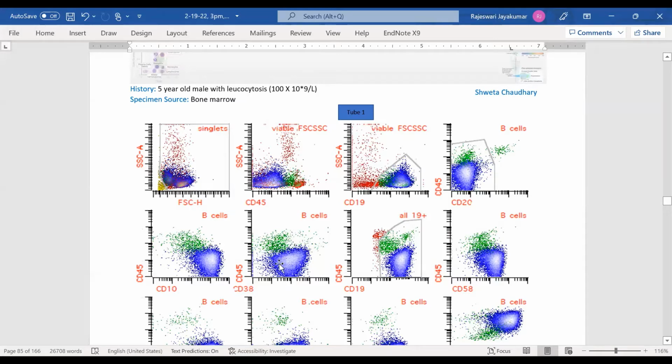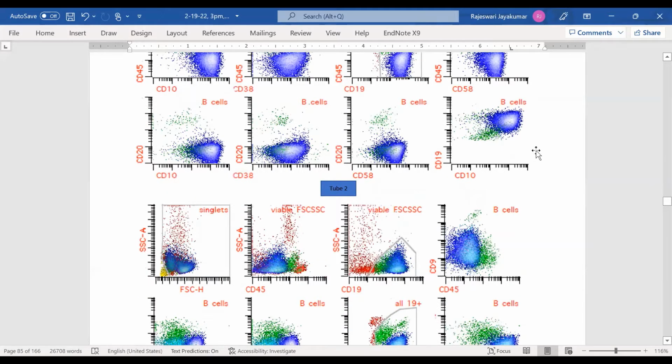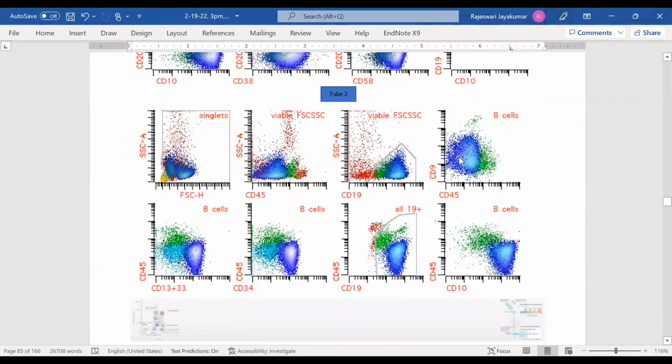They have CD38 positivity. They form a tight cluster in CD58, which helps differentiate between hematogones and neoplastic blasts. Neoplastic blasts form a tight cluster, whereas hematogones are more heterogeneously positive for CD58 and CD9. So here it is more like neoplastic blasts. And again, this is just repetitive that it is 19 and 10 positive, 58 positive, negative for 20, 38 positive, and 10 positive.